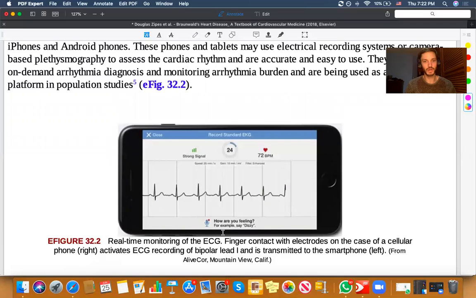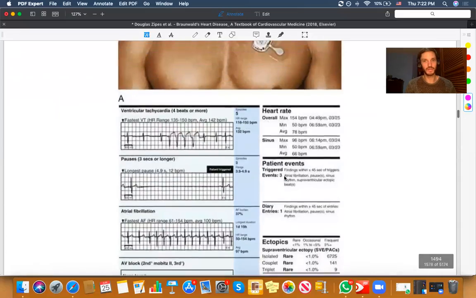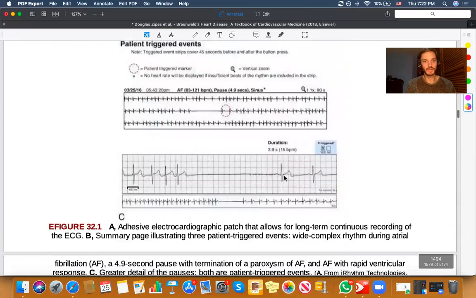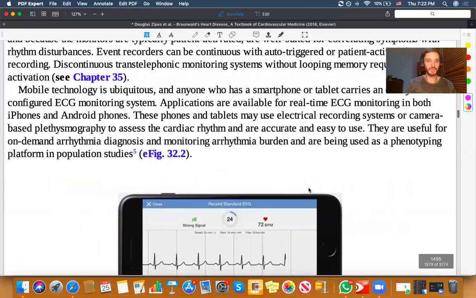Here we are seeing examples of the different modalities. This is a real-time monitoring of the EKG with a smart app, with the iPhone. Here we can see this other monitoring system. It says adhesive electro patch that allows for long-term continuous recording of the EKG. And the summary page shows patient trigger events. Usually the patient has a trigger, which when the patient feels the symptom, he or she will touch, and that's where the recorder will start recording before and after the press of a button.